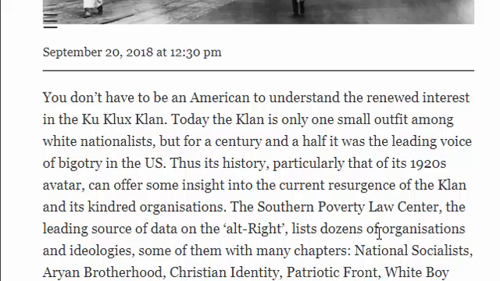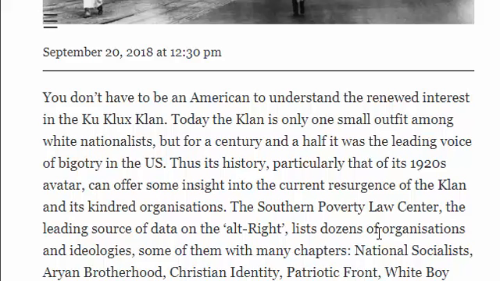You do not have to be American to understand the renewed interest in the Ku Klux Klan. Today, the Ku Klux Klan is one small outfit among white nationalists. But for a century and a half, it was the leading voice of bigotry in the U.S. Its history, particularly that of its 1920s avatar, can offer some insight into the organization of the Klan and its kind of organization.